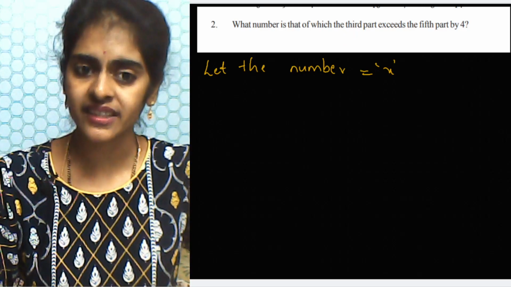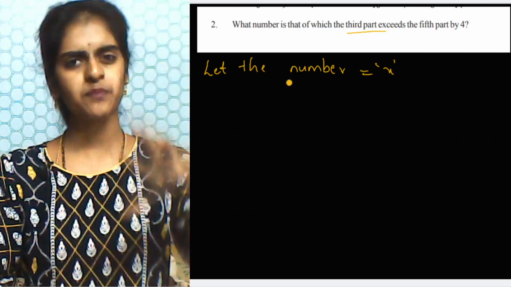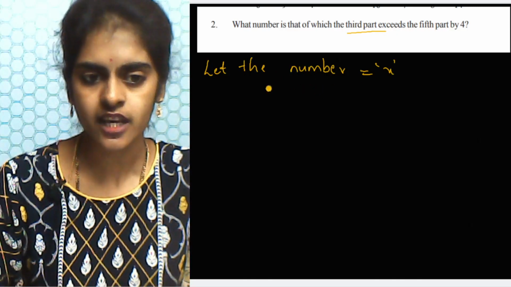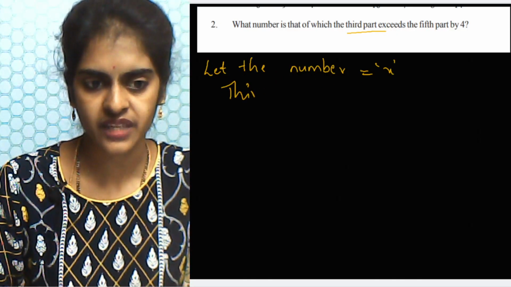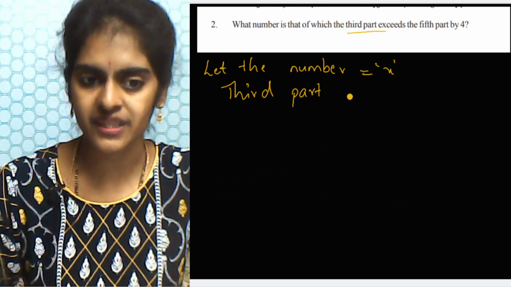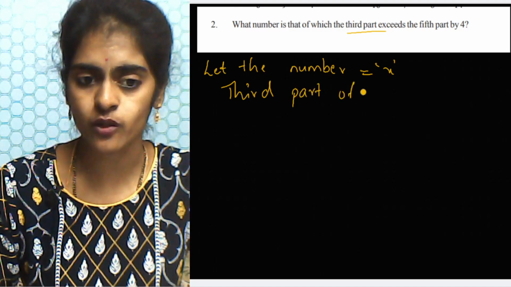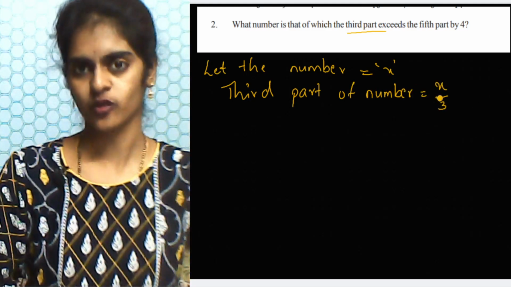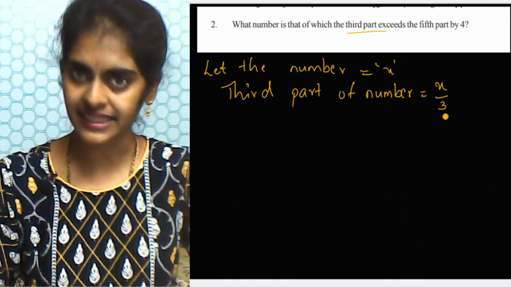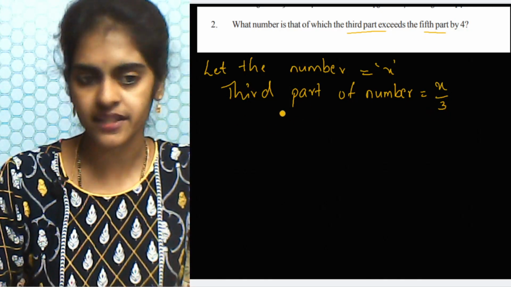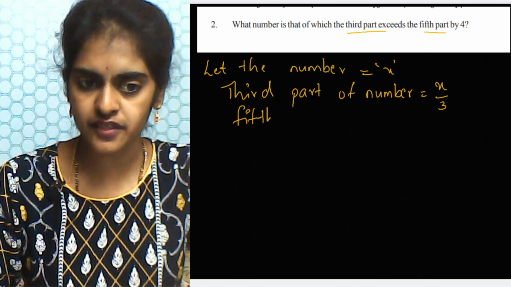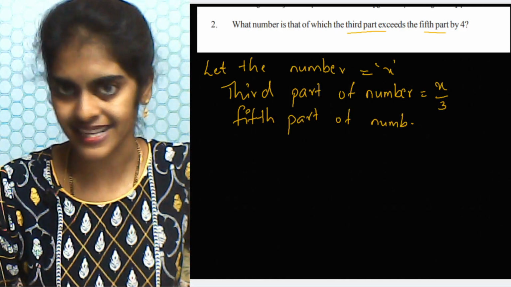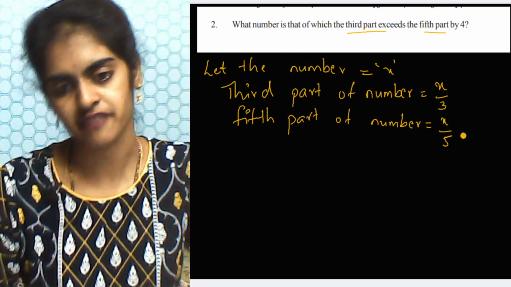Now what is given? The third part of the number. So how do you take parts? It is nothing but fraction, isn't it? Fraction is nothing but parts. So the third part of the number is represented by what? The third part of the number is nothing but x divided by 3. Third part of x is x by 3. Now what is the fifth part? Similarly, the fifth part of the number is x by 5.